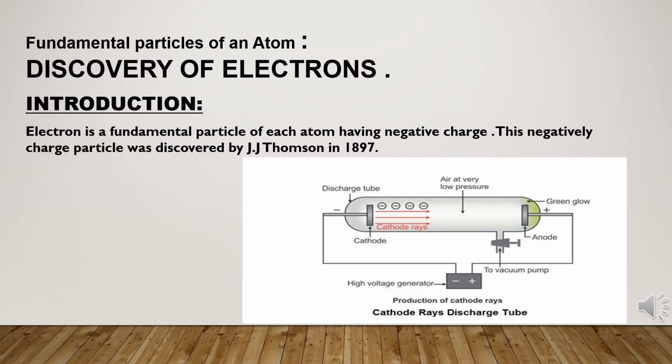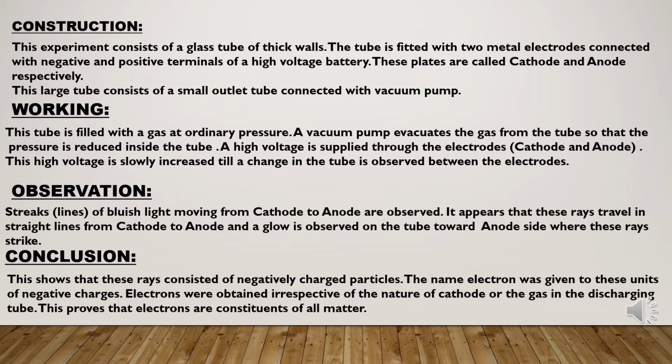The apparatus used for this type of experiment is called the discharge tube, which consists of a glass tube fitted with two metal electrodes connected to a high voltage source and a vacuum pump. Here in the diagram you can see the discharge tube, which was used by J.J. Thomson in order to perform the experiment for the discovery of electron. Let us discuss the discharge tube experiment in detail.